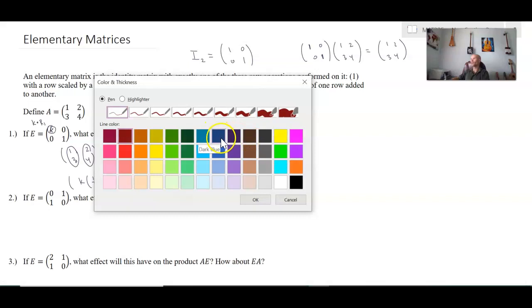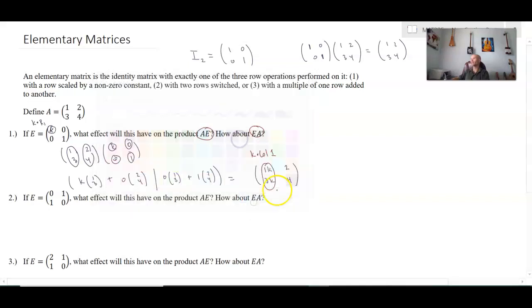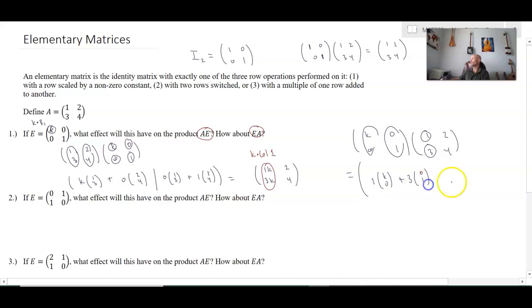EA is the multiplication in the opposite order. So let's go ahead and execute that. The difference will just be, we'll have k, 0, 0, 1 times 1, 2, 3, 4. And now in this case, k, 0 and 0, 1 are being scaled by 1 and 3. So this will give me 1 times k, 0, plus 3 times 0, 1. And then for the second column, 2 times k, 0, plus 4 times 0, 1.